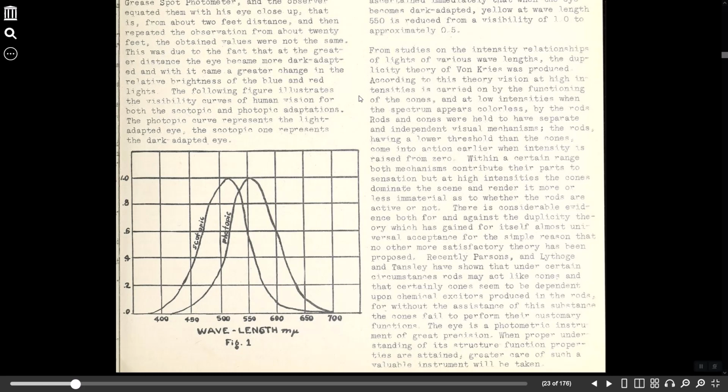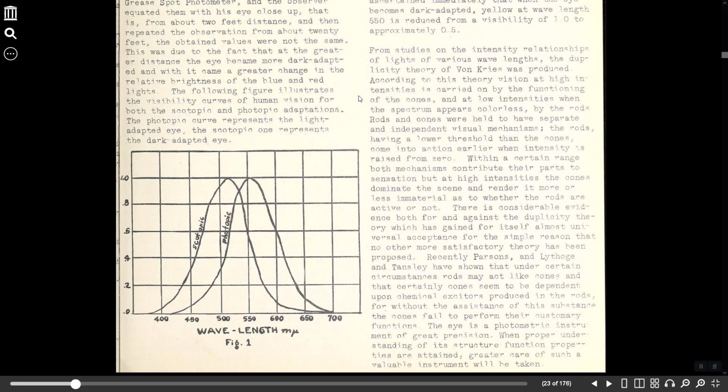From studies on the intensity relationship of lights of various wavelengths, the duplicity theory of von Kries was produced. According to this theory, vision at the high intensities is carried on by the functioning of the cones, and at low intensities, when the spectrum appears colorless, by the rods. Rods and cones were held to have separate and independent visual mechanisms. The rods, having a lower threshold than the cones, came into action earlier when intensity is raised from 0. Within a certain range, both mechanisms contribute their parts to the sensation, but at high intensities, the cones dominate the scene and render it more or less immaterial as to whether the rods are active or not.